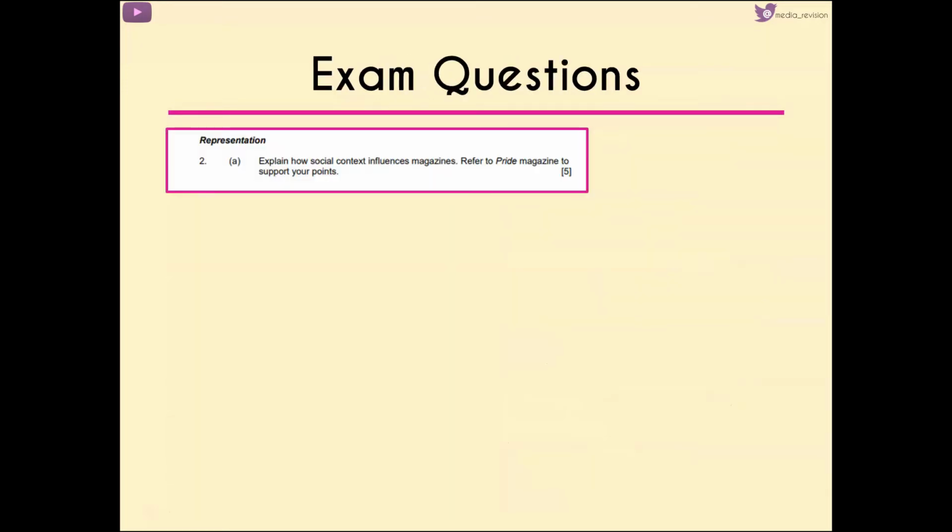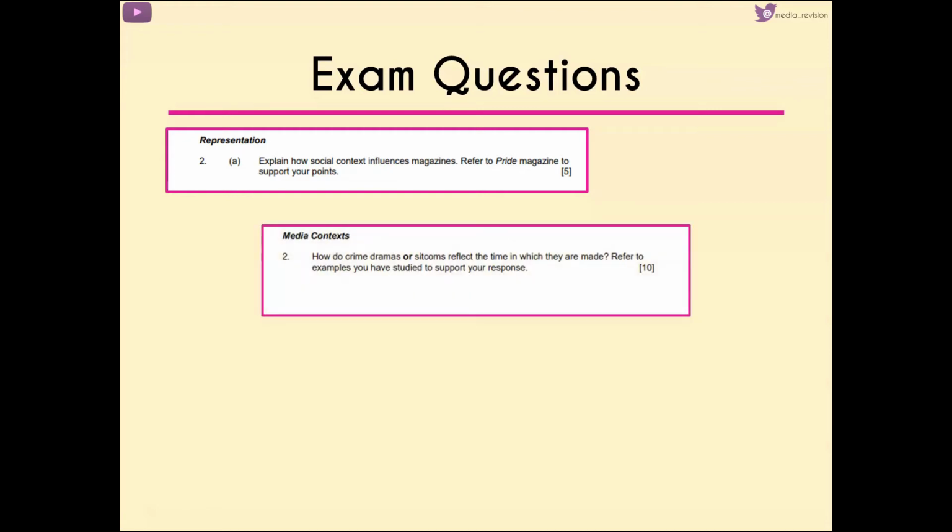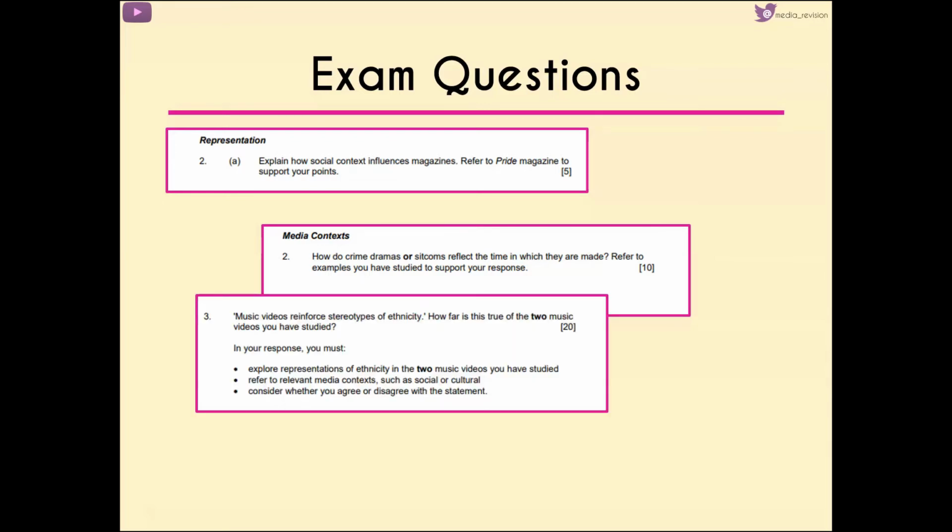And how this will look then, so this is an example of 2A from component 1. How does social context influence magazines? In component 2, we've got how do crime dramas or sitcoms reflect the time in which they're made? And we've got this one here from component 2 as well. Music videos reinforce stereotypes of ethnicity. How far is this true of the 2 music videos we've studied? And one of those bullet points is to refer to relevant media contexts.